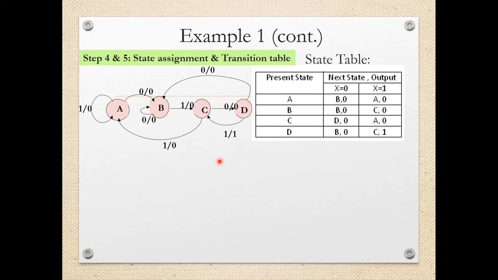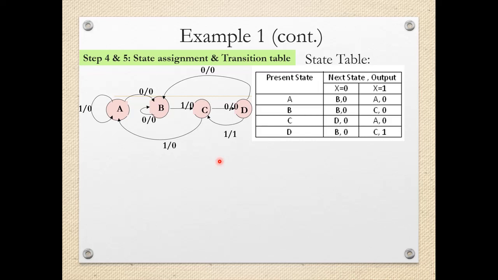Now consider the second row. Now present state is B. Now in B state, what have we checked? Again we have checked the input. If input is 0, remain in the same state, that is B with output 0. If input is 1, go to state C with output 0.